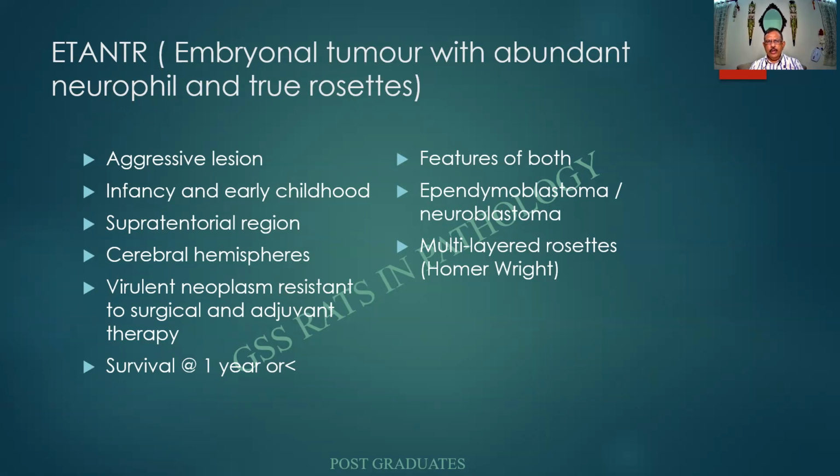Whenever a rosette is formed around an imaginary space, it is called a true rosette. Whereas when it is formed around a pre-existing structure, such as a blood vessel or a duct, it can be called a pseudo rosette. All these lesions are aggressive, as mentioned earlier, present in infancy and childhood. Supratentorial, a common location, cerebrum, and it is a virulent neoplasm that is resistant to surgical and adjuvant therapy.